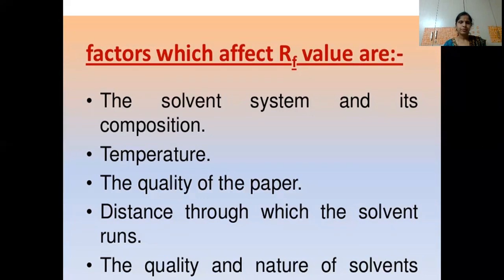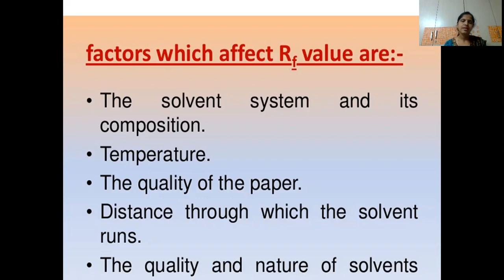Then the quality of the paper. When we are talking about paper chromatography, the stationary phase is a paper, so the quality of that paper will also decide the RF. Generally what we take in paper chromatography is Whatman filter paper. So it depends upon the mesh size of the paper, the porosity of the paper also decides, which affects the RF value. And the distance through which the solvent runs.